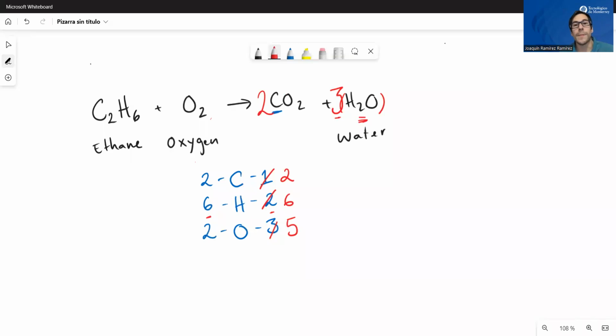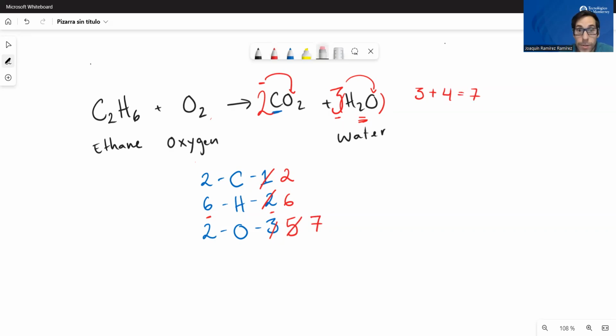But I have a problem now because this 3 also affects the oxygen inside the parentheses. So I multiply 3 times 1, and I have a total of 3 oxygen atoms plus the 2 plus 2 that I have in the carbon dioxide molecule. So I have a total of 4, which adds to 7. So now instead of 5 oxygens, I have a total of 7.